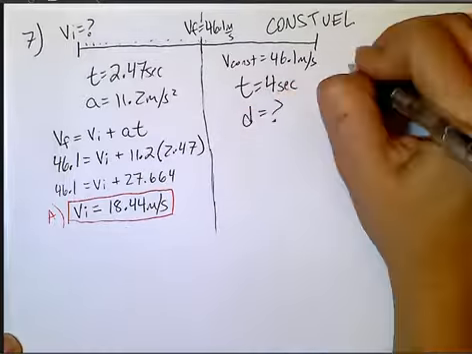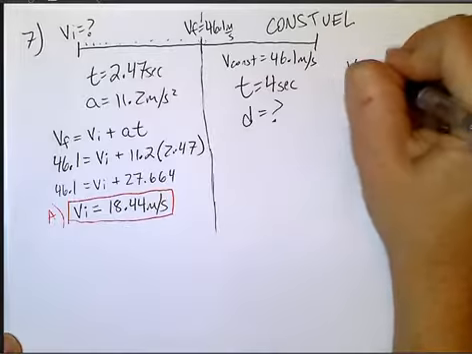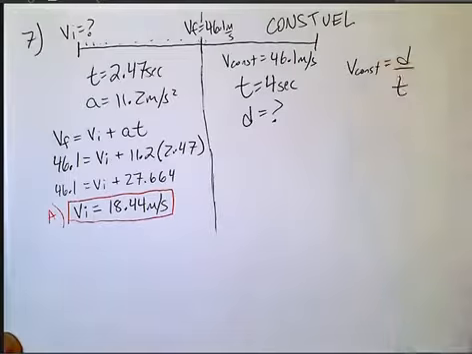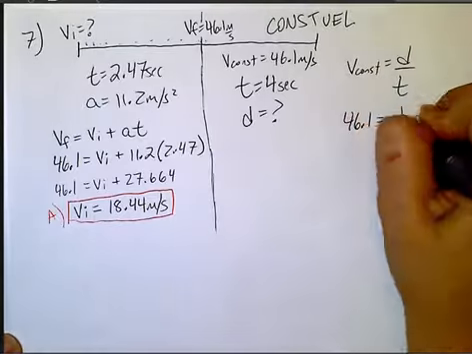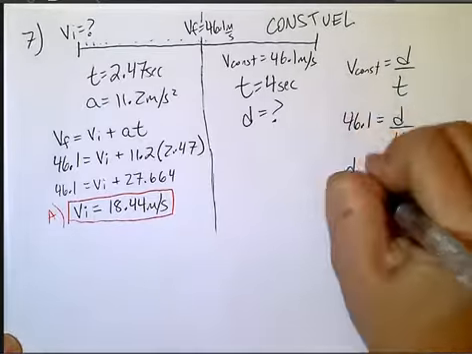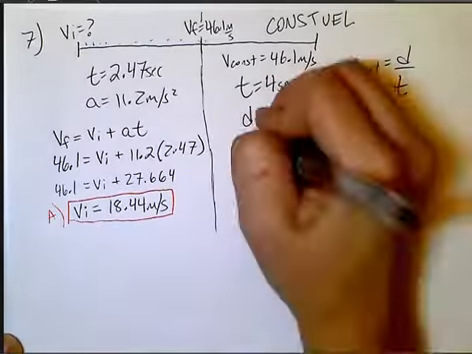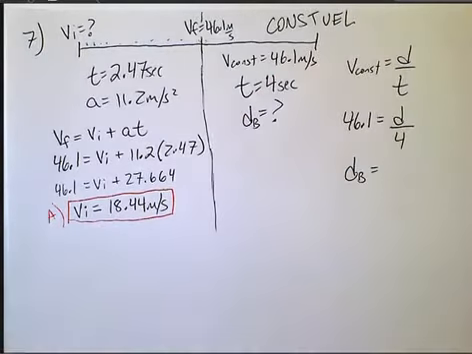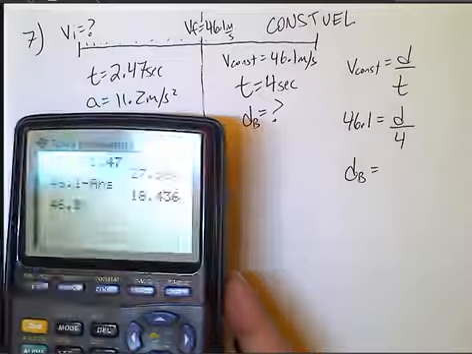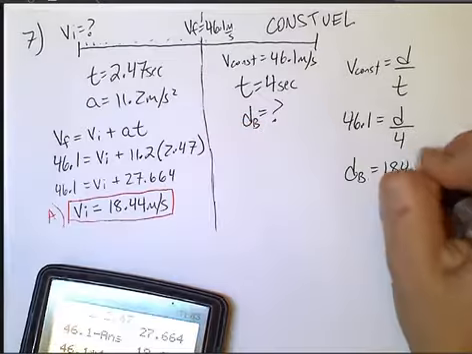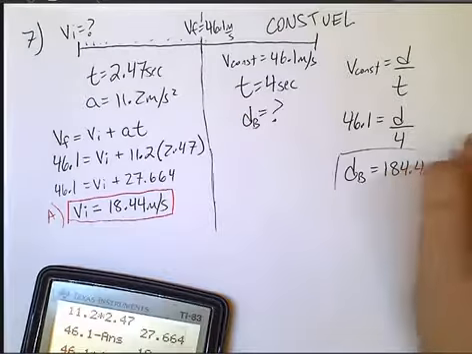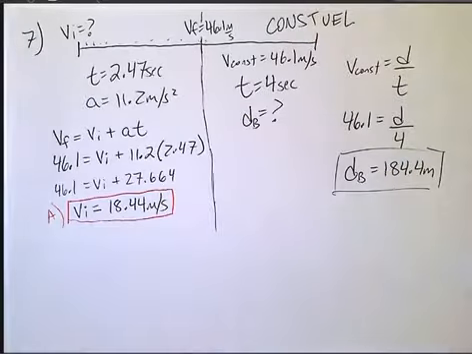Again, the only equation I can use for constant velocity is d over t. So I'll have 46.1 is equal to the displacement over 4. So the distance gone in this second section here is 184.4 meters. So that's part of what I need. That's how far he went just while he was coasting along.